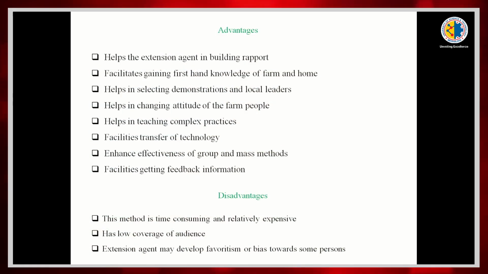Extension agent may develop a very important and very burning problem, methods and concepts like bias. Maybe I will bias toward farmer A, maybe you will bias toward farmer B, like this. So, biasness will come. Okay.